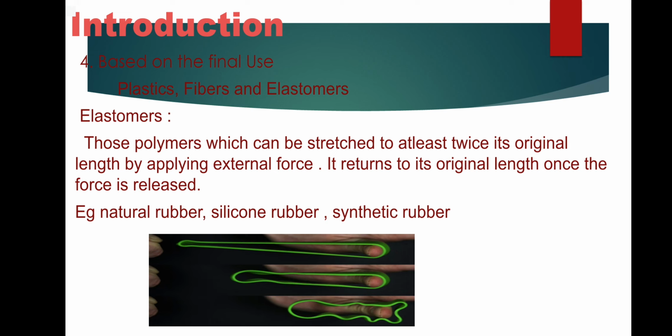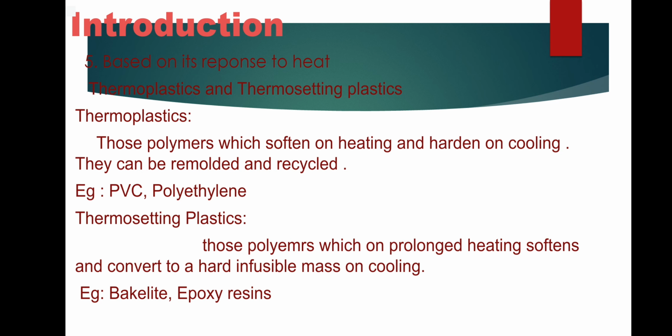If you take a rubber band and extend it, you are able to extend it. When you release it, it comes back to the same shape. So that type of polymers we call elastomers. Examples are natural rubber, silicone rubber, synthetic rubber, etc. Now the next one is response to heat. Based on how it responds to heat, we can classify into thermoplastic and thermosetting.